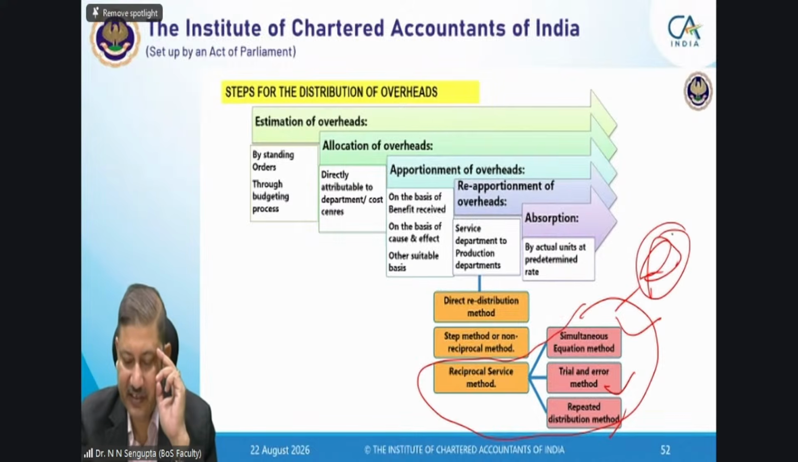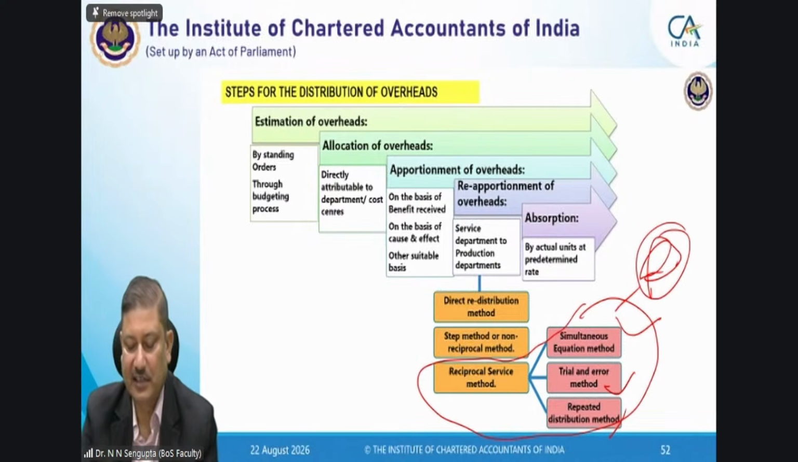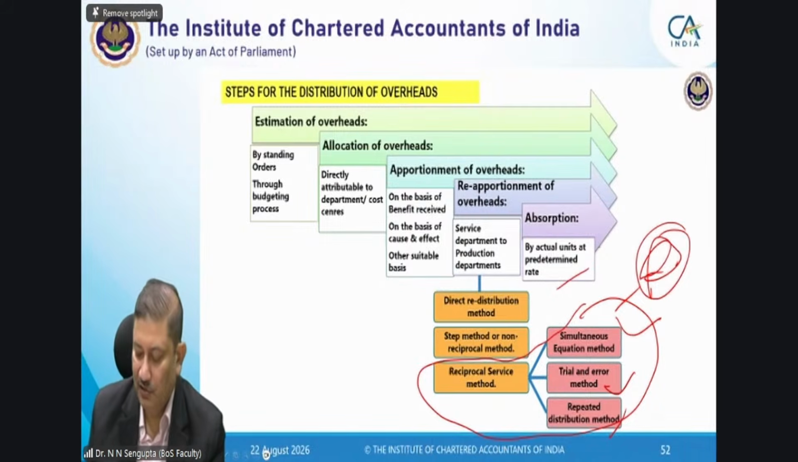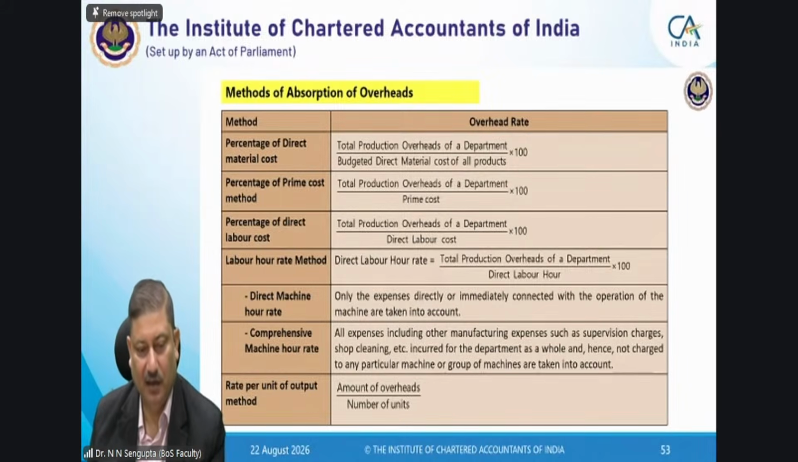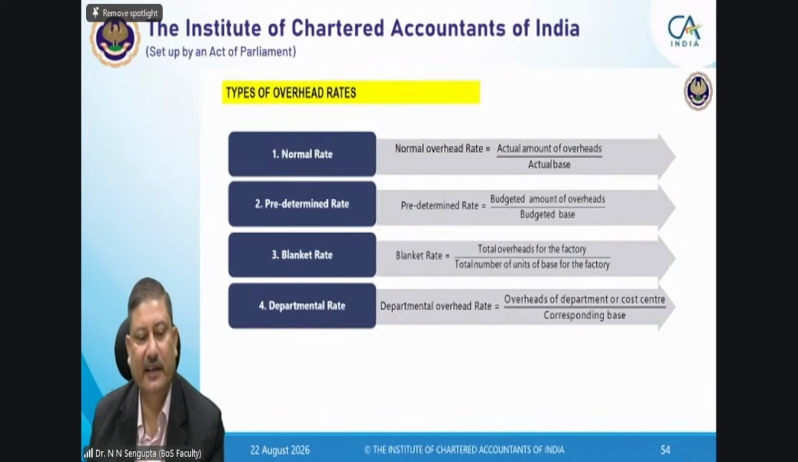A lot of the time we see numerical questions come from simultaneous equation, trial and error, as well as repeated distribution, and absorption by actual units at a predetermined rate. So this is how the distribution of overhead is done. This is how we calculate the absorption rate or overhead rate. These are the types of overhead rate. A very important one is the blanket rate: the total overhead for the factory divided by the total units of base.